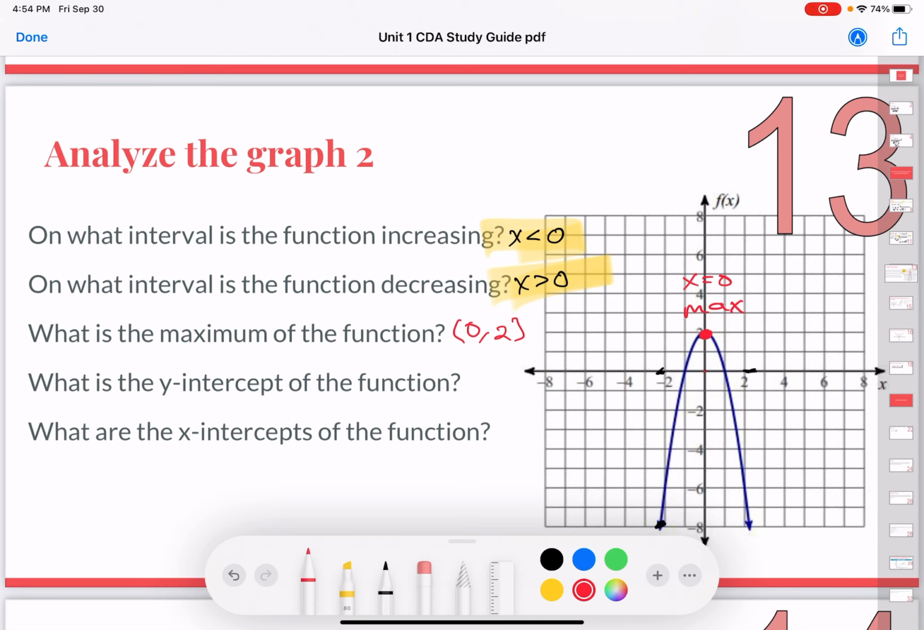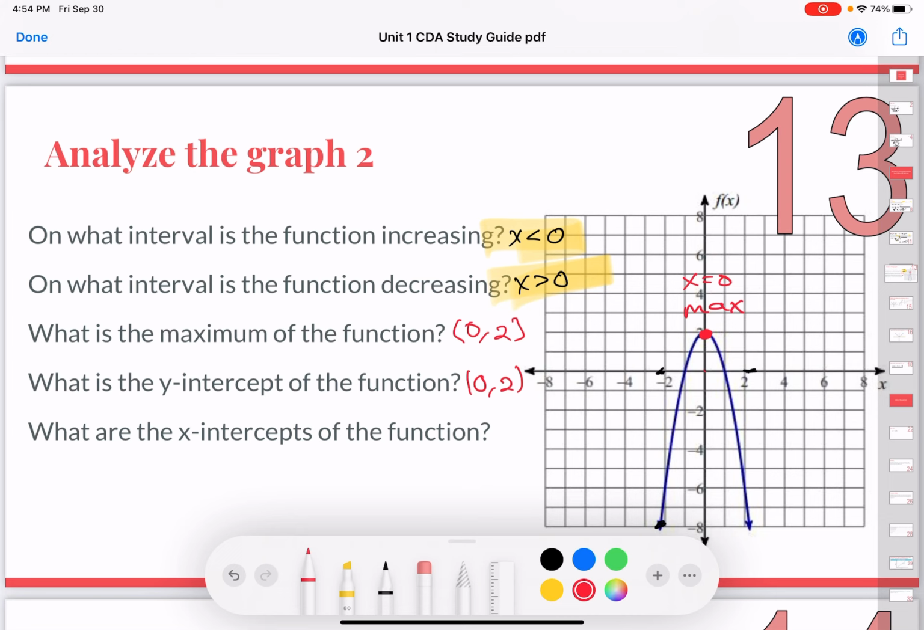That also happens to be where it crosses the y-axis. So like I said, anytime you have 0 in that first spot and a y value in the second spot, that's your y-intercept. And we can see that on the graph because that point right there is where it crosses the y-axis. And so your y-intercept is also (0, 2). Your y-intercept is your maximum in this case. That's not always the case.